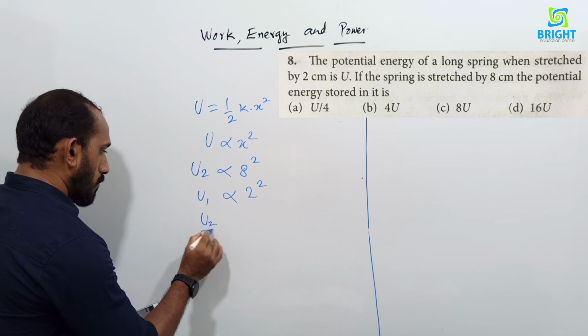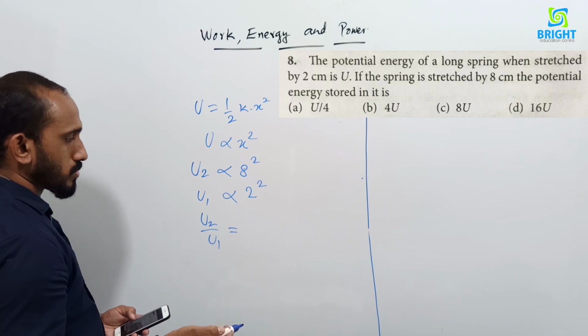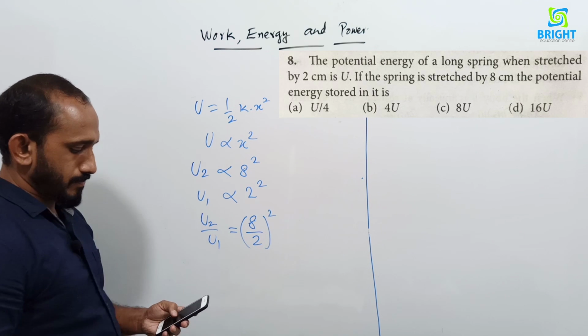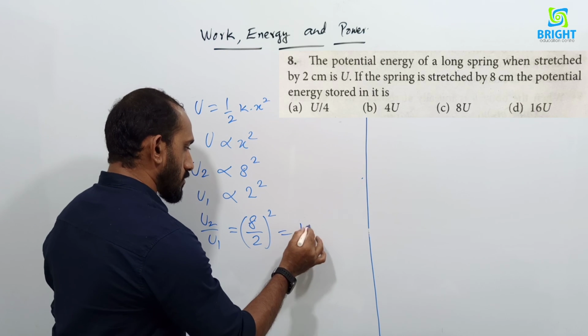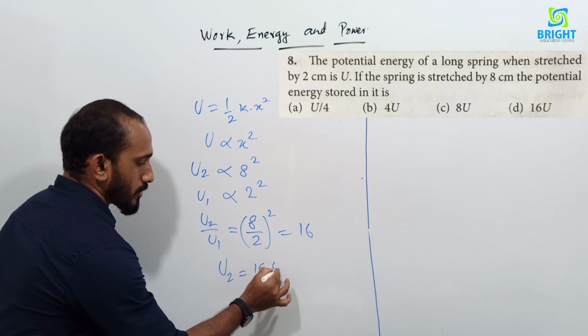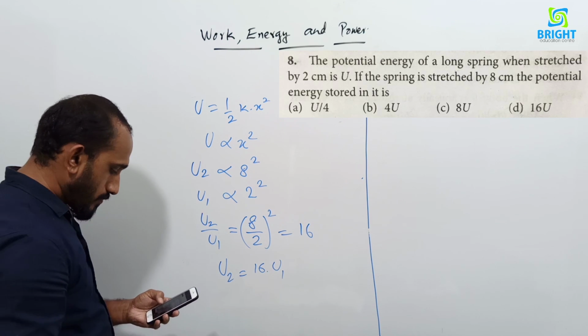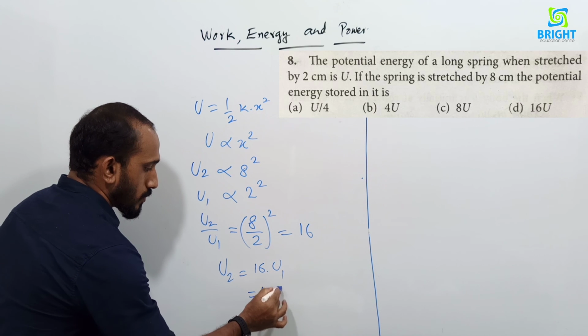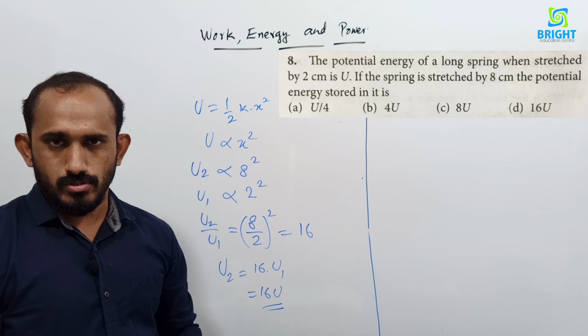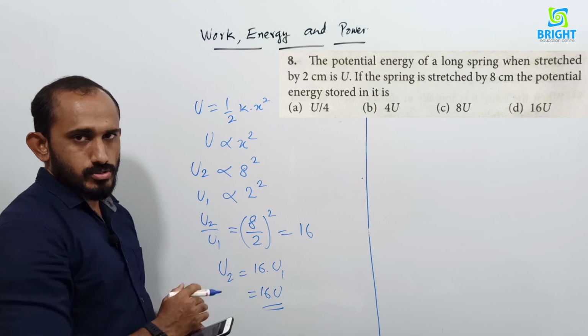So U2 by U1 is equal to 8 by 2 whole square. That is nothing but 16. So U2 is equal to 16 into U1. That is, we are getting 16U. So here U is directly proportional to square of the distance. I hope you got this question.